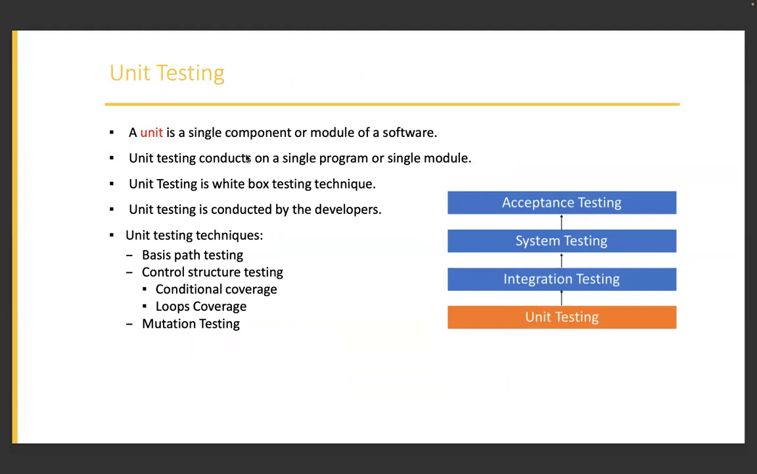Next is unit testing. We will just discuss at high level. Unit testing is conducted by developer. It is a white box testing because you will be having the knowledge of internal code, what is being written. It is purely on single program or single module. And these are the basic things which we usually do when it comes to unit testing, guys. Okay. So basis path testing, control structure testing, loop coverage, conditional statement if there are any, mutation testing, all this will be in the unit testing.